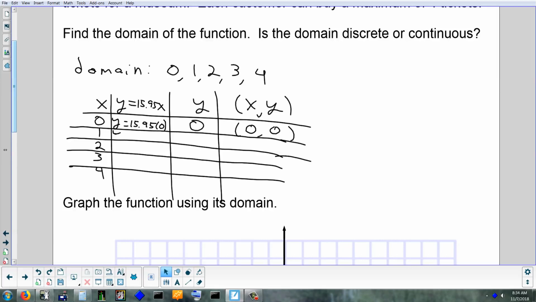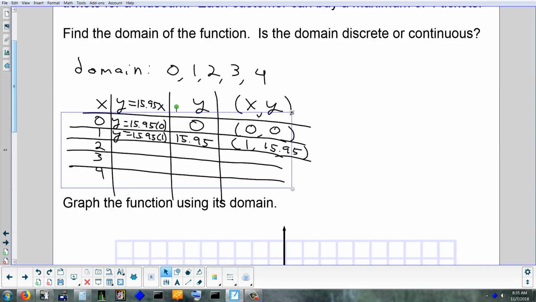All right, the next one. I'm going to plug in what? Because we're going to buy how many tickets? 1. We'll plug in 1. I think we could still do that without a calculator. 15.95 times 1 is how much? It's 15.95. So now our coordinate, 1 ticket, costs 15.95. So all our coordinates here are tickets, comma, money.